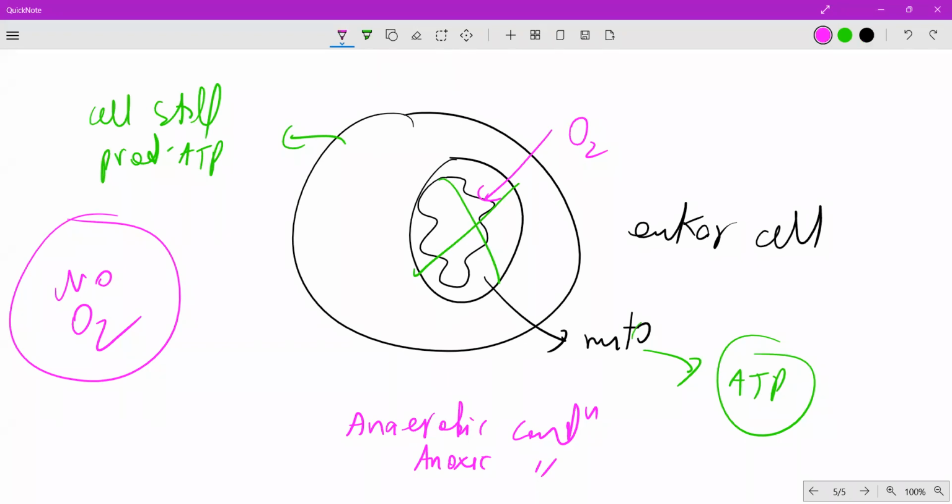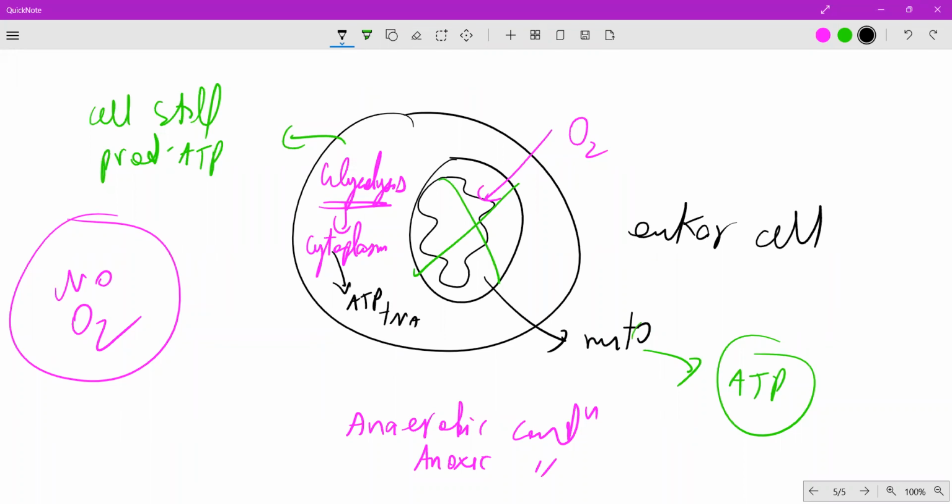We have something called as glycolysis. Everybody has heard of glycolysis. सबने पढ़ा है glycolysis. What is the location of glycolysis? Glycolysis is not found in mitochondria, my friend. Glycolysis is found in cytoplasm. And we know glycolysis also produces ATP. So, याद है कि नहीं है? We know glycolysis produces ATP.